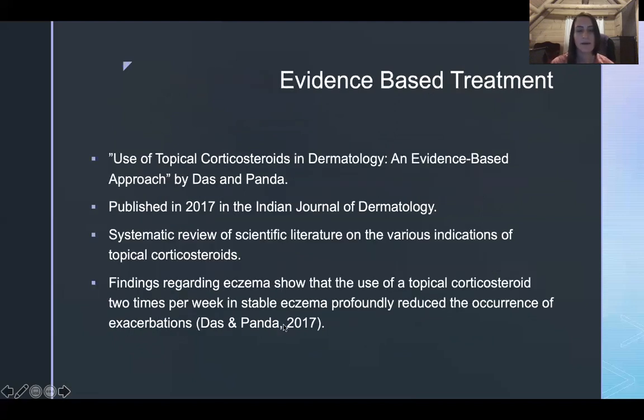Evidence-based treatment for eczema. One study is called Use of Topical Corticosteroids in Dermatology: an Evidence-Based Approach by Das and Panda, published in 2017 in the Indian Journal of Dermatology. It is a systematic review of scientific literature on the various indications of topical corticosteroids. The findings of the study are that the use of topical corticosteroids 2 times per week in stable eczema profoundly reduced the occurrence of exacerbations.